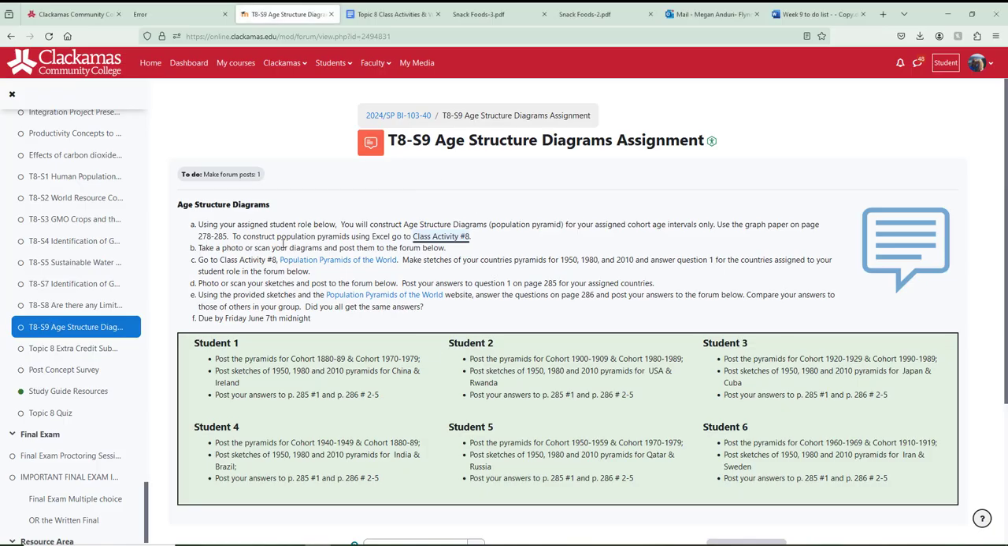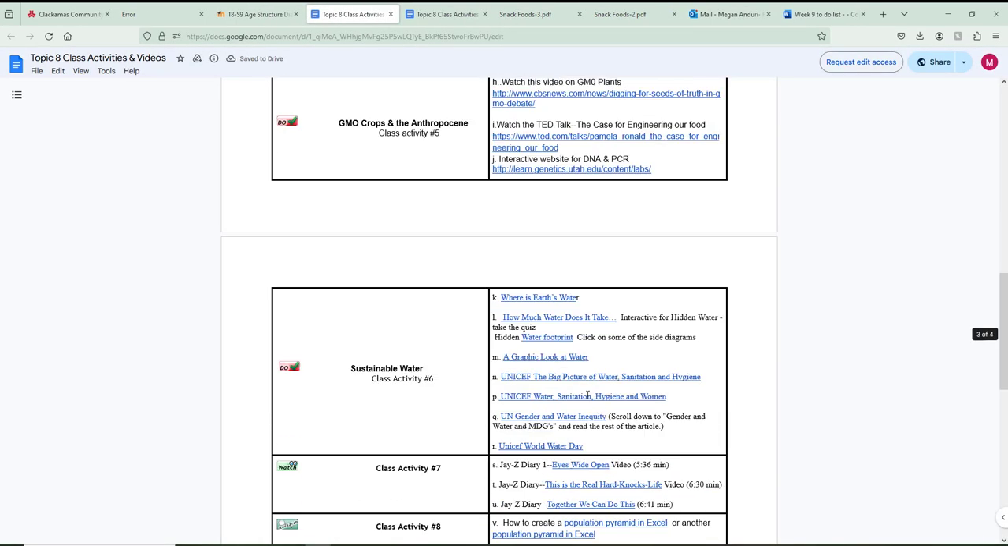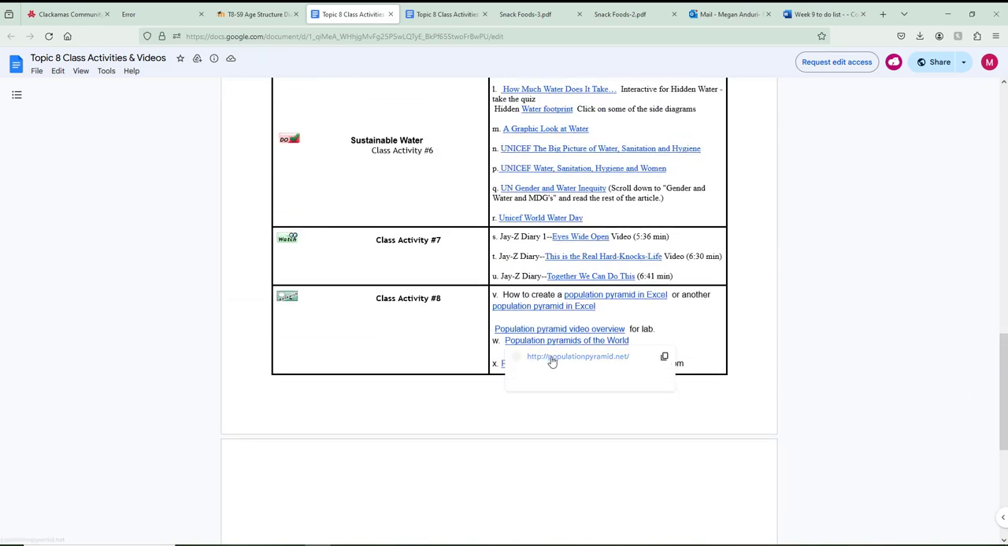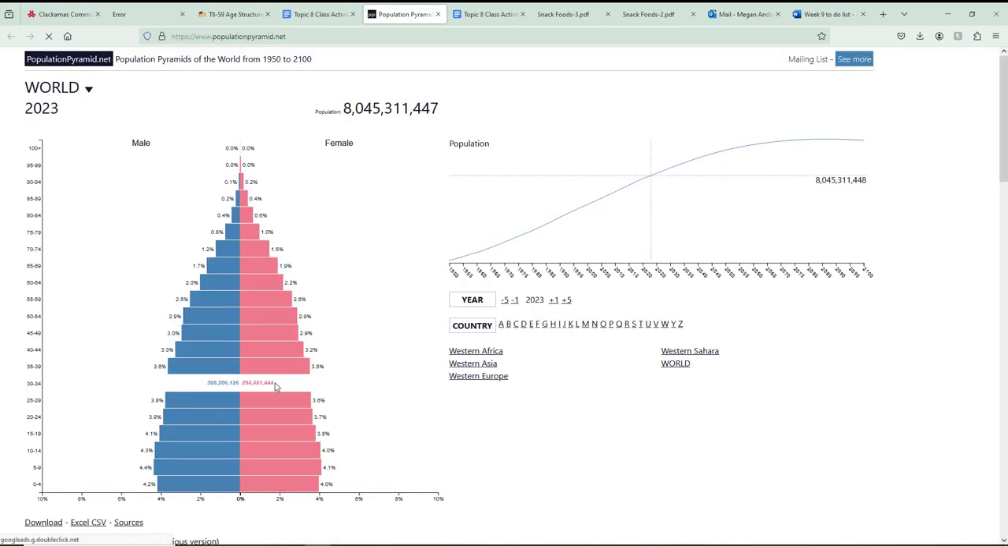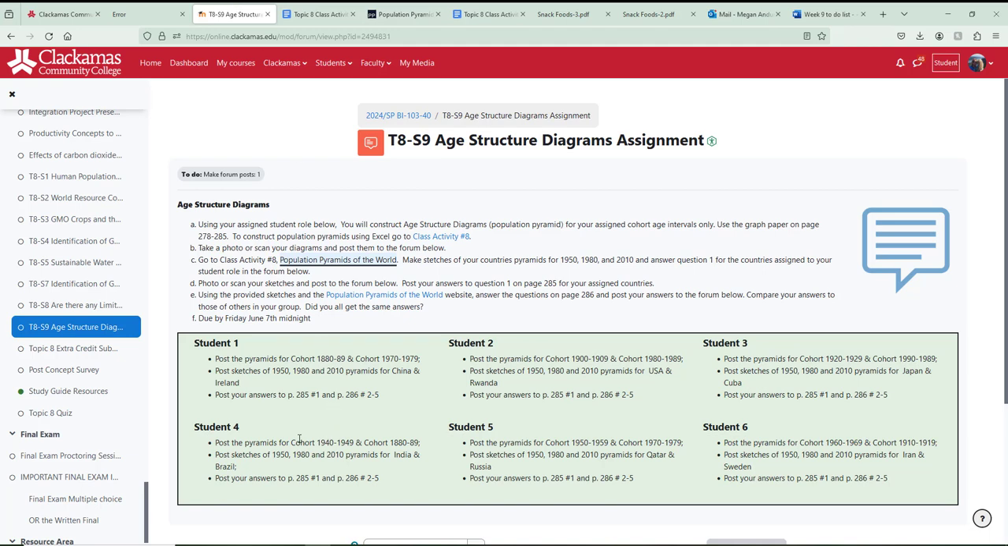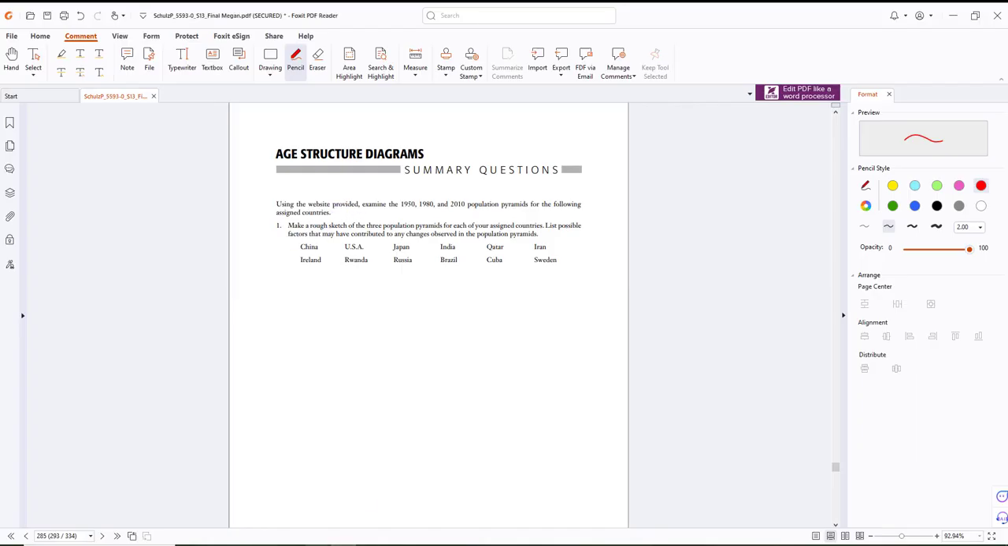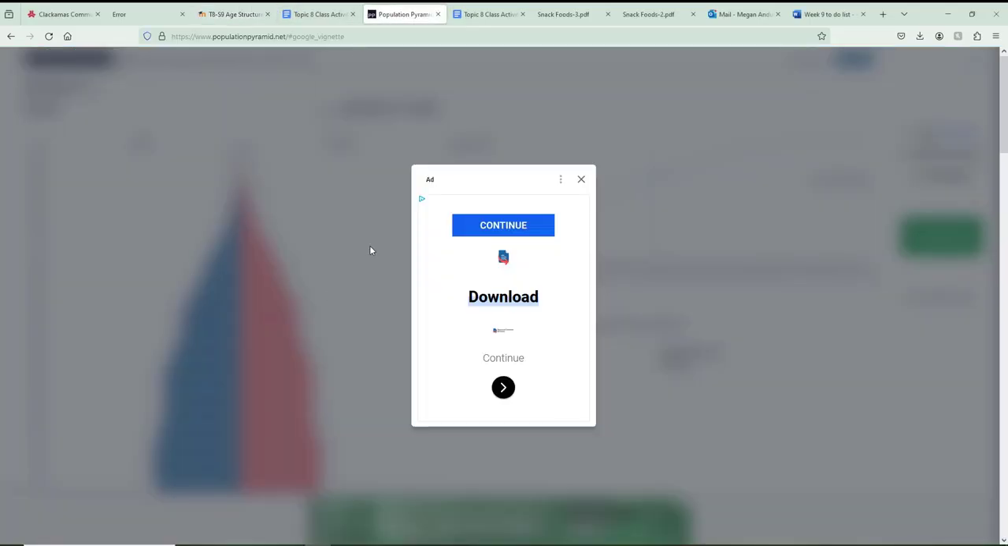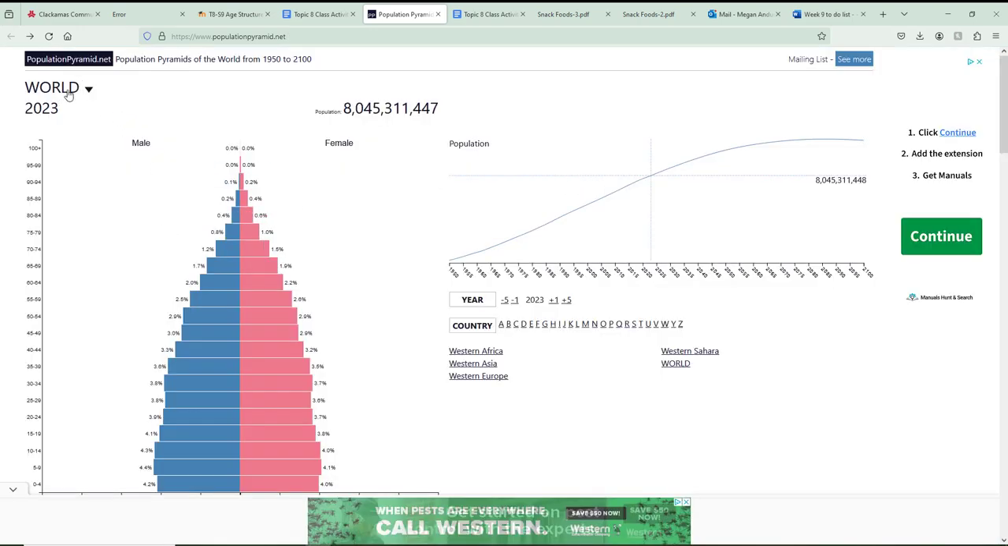Okay, so use the website provided. So we have a website provided, Population Pyramids of the World. Go down to the Population Pyramids of the World. And basically you can change to whatever country you've been assigned. So let's see, what's one of the countries? China. Okay, and you're basically going to sketch that particular country. So if I was going to look at China in my age structure, ignore that. So China.